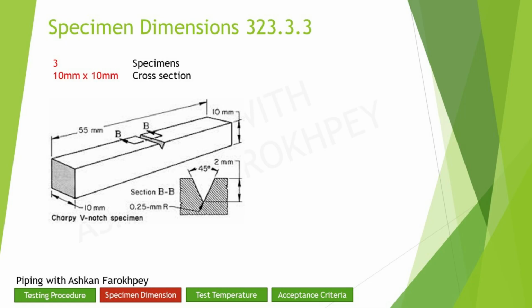In section 323.3.3, the code talks about the dimension of the specimens. Accordingly, all impact tests shall be made using standard 10mm square cross-section Charpy V-notch specimen bars, except when the material shape or thickness doesn't permit. At least 3 specimens must be provided for the test.